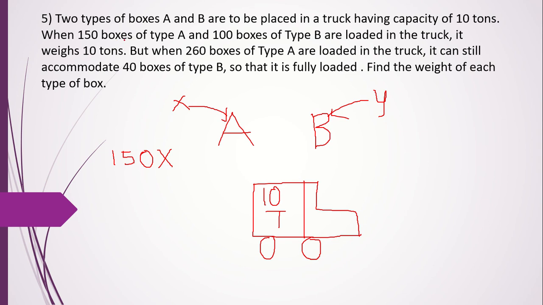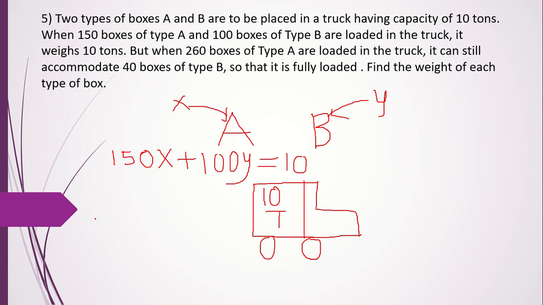So when 150 boxes of A type and 100 boxes of B type, so 100 Y, are loaded in the truck, it weighs 10 tons. So that capacity is completed, right? That 10 tons capacity is completed when 150 boxes of A type and 100 boxes of B type are put into it. So 150 into X plus 100 into Y together becomes 10 tons.